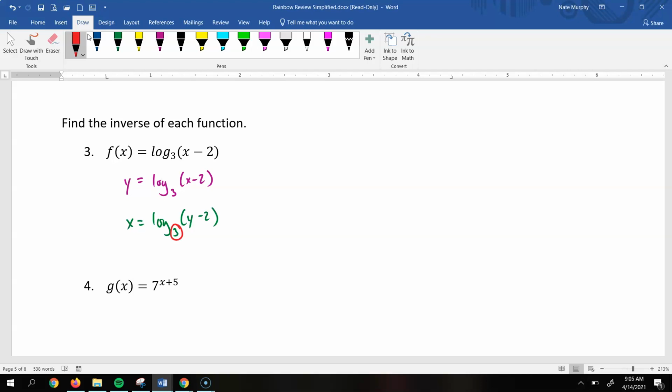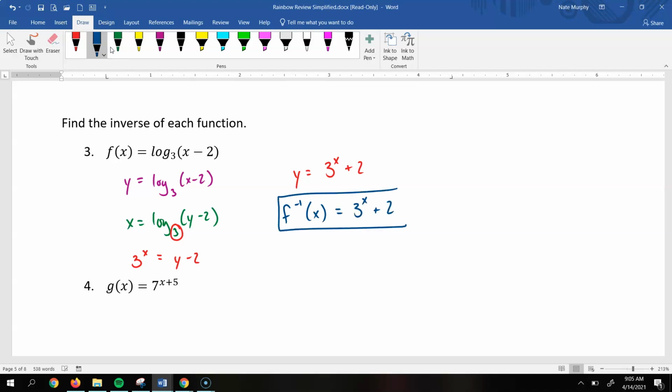Our base here is 3. The exponent would be x, and the value would be y minus 2. Right now we're trying to solve for y, so I would add 2 to both sides. We would get 3 to the x power, so y equals 3 to the x power plus 2. Or we could put this back into function notation and say that the inverse of f of x is 3 to the x power plus 2.